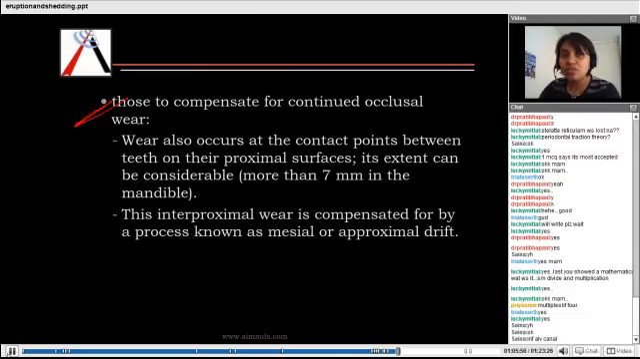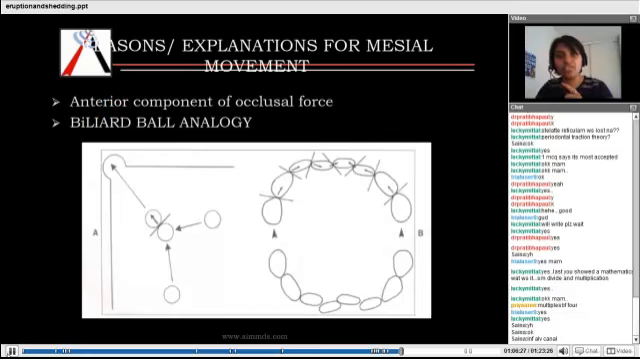Okay, then there is one more thing. Whenever there is continuous occlusal wear, teeth have to continue erupting to maintain the contact. That is a simple thing. We all know that teeth erupt to maintain the contact. But what about the proximal contact? There is also proximal loss happening. Why is there proximal loss happening? Because teeth have a mesial force, mesial movement. Now why do we have a mesial force? That is a big question. Now let's see why we can have a mesial force.